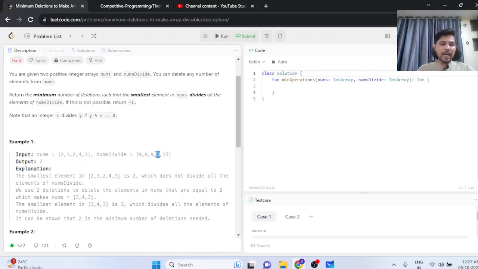If that number is possible to be divided by the smallest number of this one, then that's going to be my answer. But if that is not possible, then I can just return -1 in this case. So that's the solution of this. First of all, calculate the GCD of this array and store it in a variable, and then sort this one. Then you just have to iterate through this one.